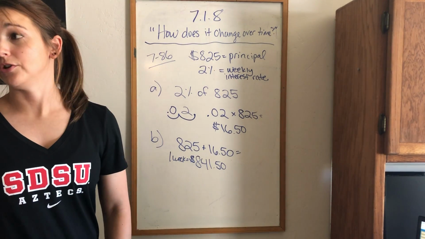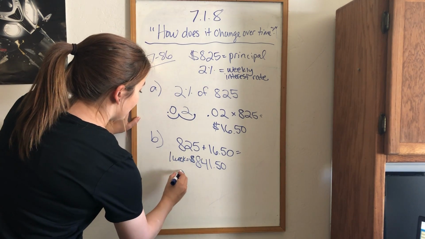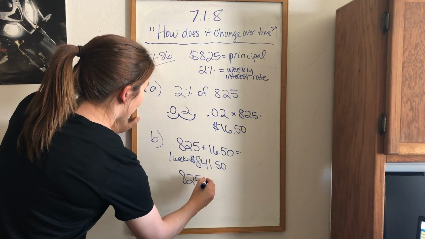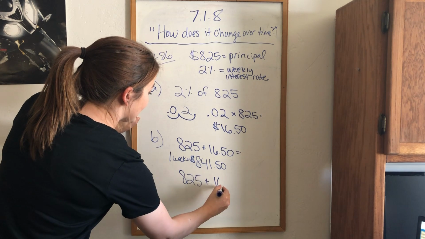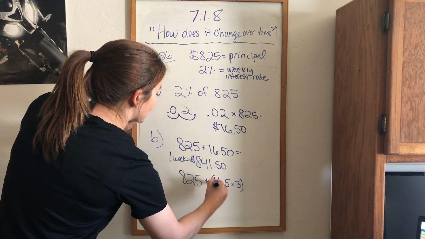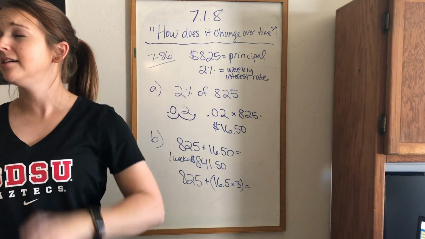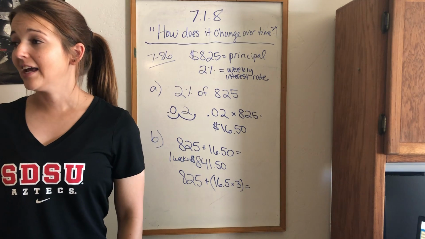Okay, get ready because we're going to do the third week. Okay. So now it says after the third week, still got the same principal amount, but now I'm going to take 16.5 and multiply it 3 times because we're on the third week. Okay, so it's 16.5 times 3 plus 825.